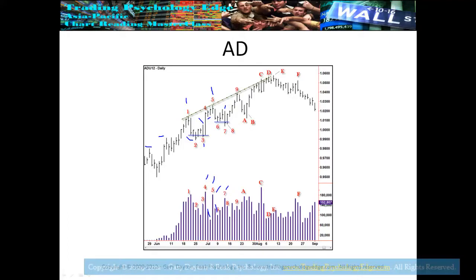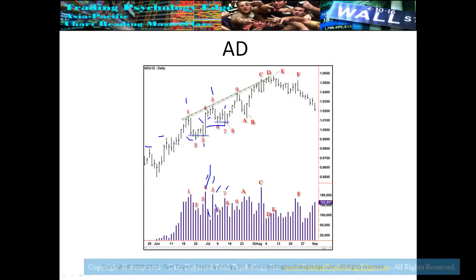So is 7 stopping volume? You could consider it that way. Yeah, I think it's more that they're getting rid of weak longs to some degree, and they're coming back into this bar here where all this volume is in here, and it was a big upside day in this market.